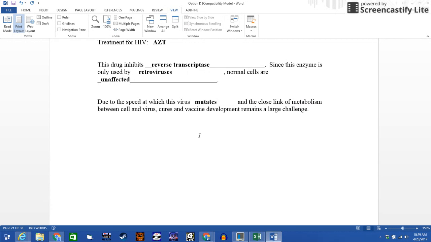But vaccine development is tricky because if you have a mutating virus, it's very hard to figure out which proteins you want to target and get your immune system to recognize. So cure and vaccine development remain very large challenges, although, as you might imagine, they are still very active areas of research.